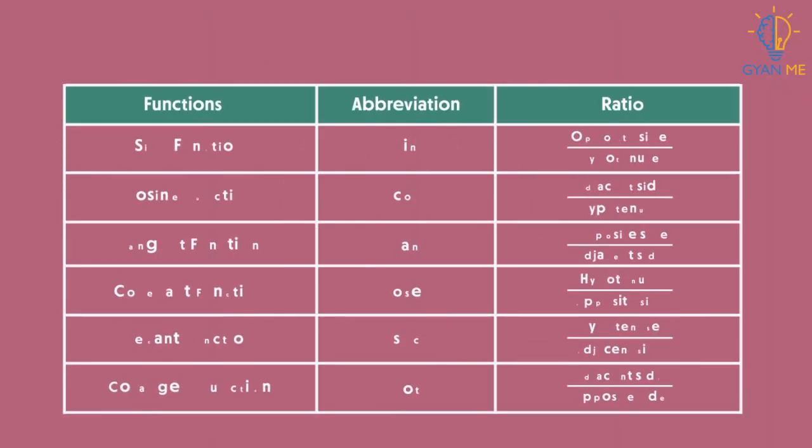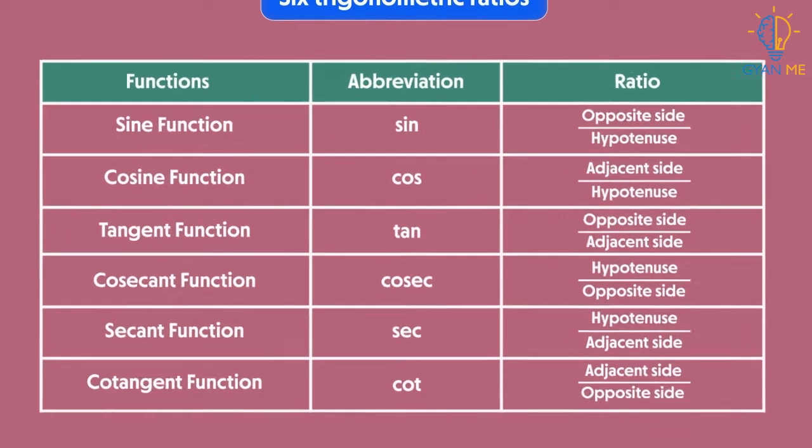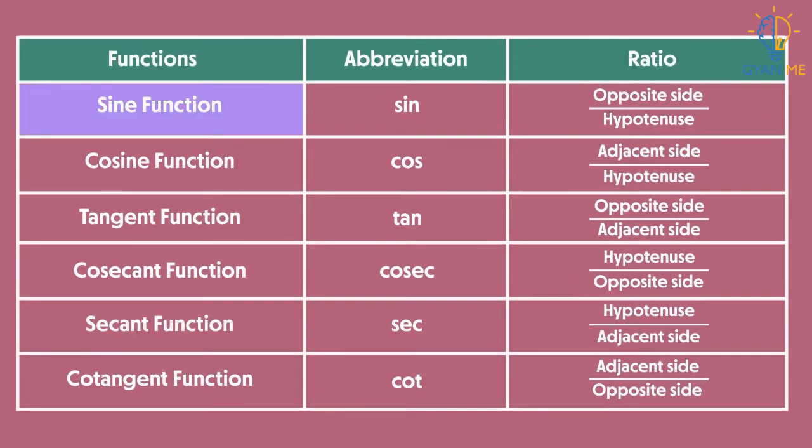Hello students! In the previous video, we learnt about these 6 trigonometric ratios. I told you that sine function, abbreviated as sin, is the ratio of opposite side to the hypotenuse. Similarly, cosine function, abbreviated as cos, is the ratio of adjacent side to the hypotenuse, and tangent function, abbreviated as tan, is the ratio of opposite side to the adjacent side. Yes, it is the ratio of sine upon cos as well.